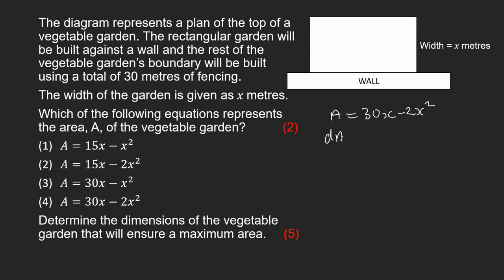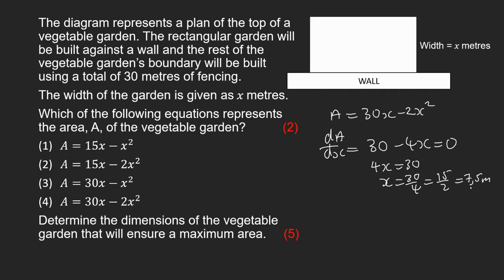So dA/dx is equal to 30 minus 4x. And at the maximum point, this is equal to 0. Then we solve for x. So 4x is equal to 30. Then x is equal to 30 over 4, which is 15 over 2, which is 7.5. So the width should be 15 over 2 as a fraction, or 7.5 meters.